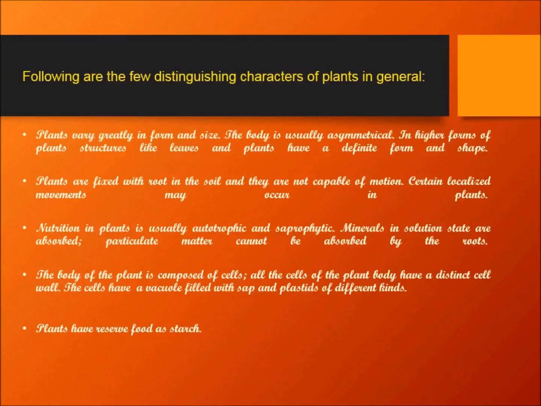Now, if we talk about the distinguishing characteristics of plants in general, again I'm repeating that plants vary greatly in form and size. The body is usually asymmetrical. They are fixed with roots in the soil and are not capable of locomotion. Nutrition in plants is usually autotrophic and saprophytic, as I told you. And the body of the plant is composed of cells.